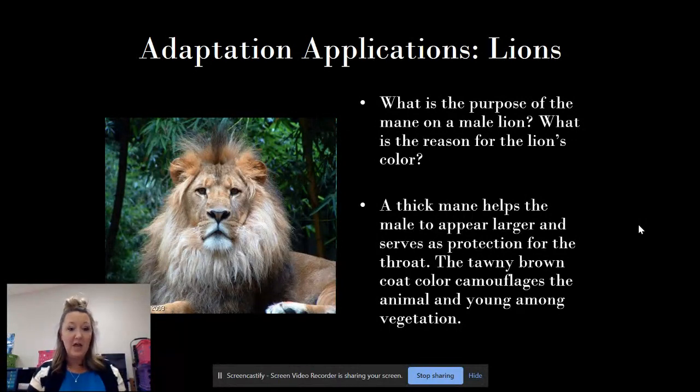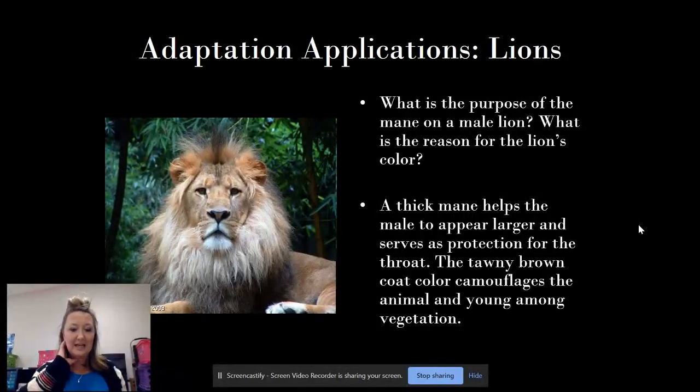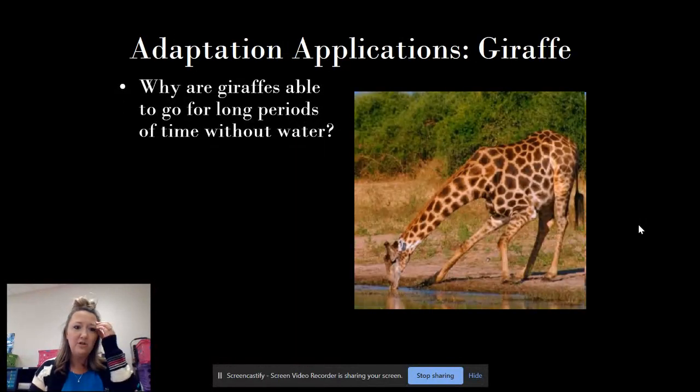They live in a pride or a group, and the strongest male is the one that gets to reproduce the most, right? And so they fight. They fight to be the strongest male in the group. And so when they fight, that mane helps keep teeth from getting into that neck area. It gets caught in all the fur, right? And of course, you guys should know that the tawny brown color helps them to hide in their environment. What about giraffes?